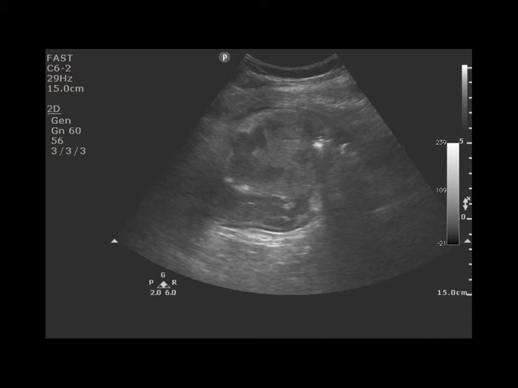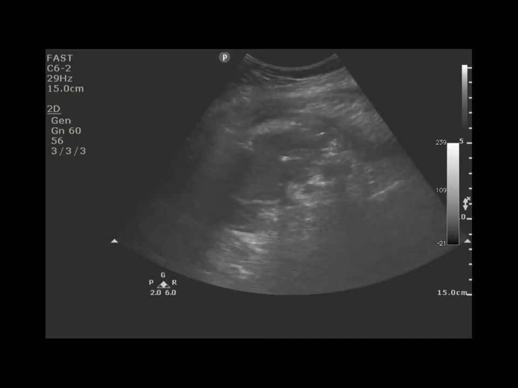And then in the near field of the image, occupying most of what we see, is a large area of mixed echogenicity with a hyperechoic rim that is suggestive of an overlying abscess. If we play the video, you can see what the provider saw in real time at the bedside.